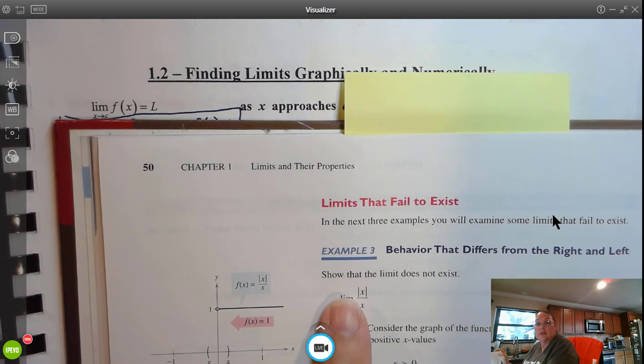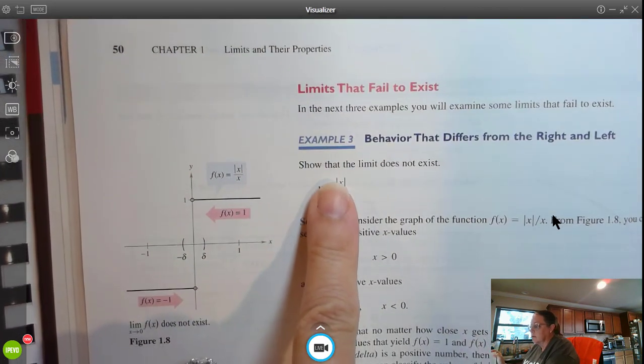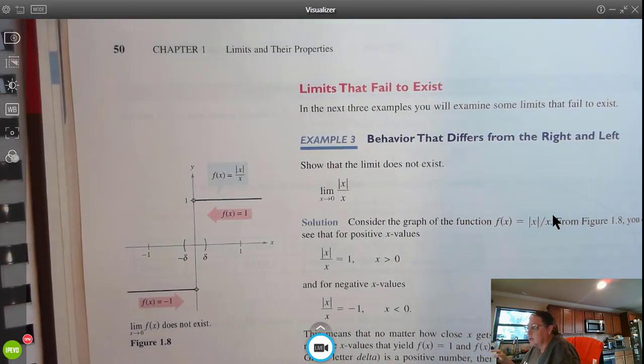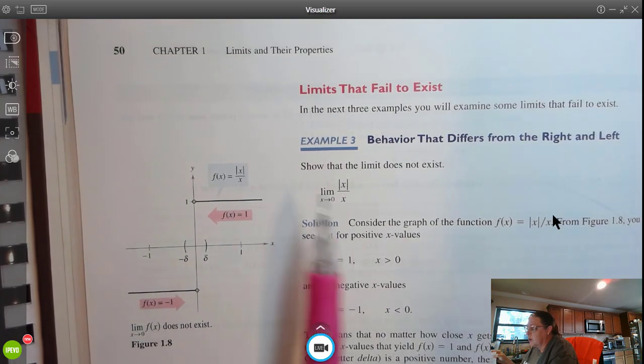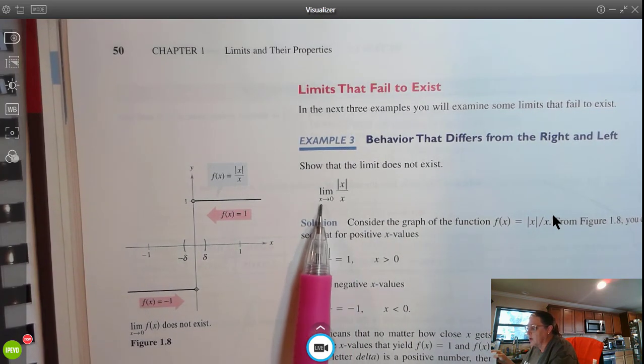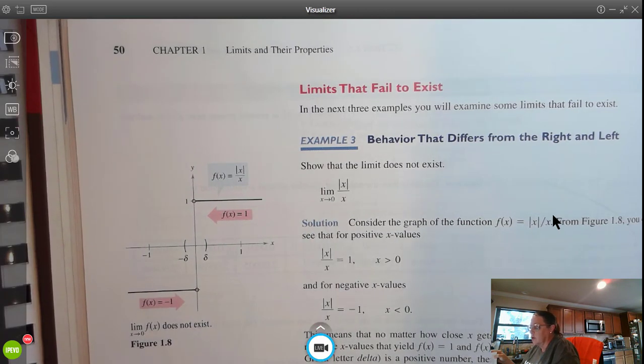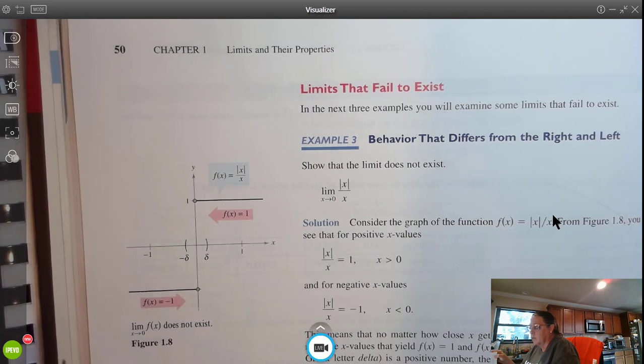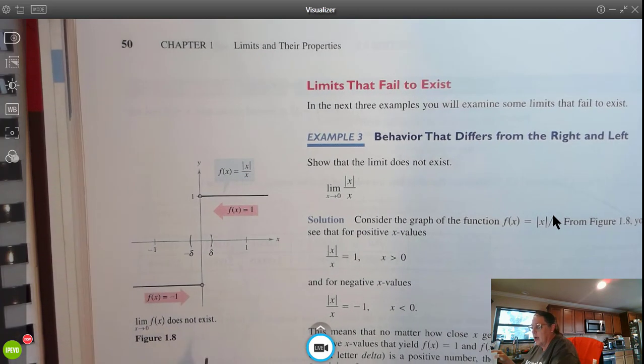It says, show that the limit does not exist. So when I look at this, notice that the absolute value of x over x is our function, and we want to look at it as x gets close to 0. So we want to show as x gets close to 0 from the left and the right side of 0. Here is x equals 0, the y-axis.